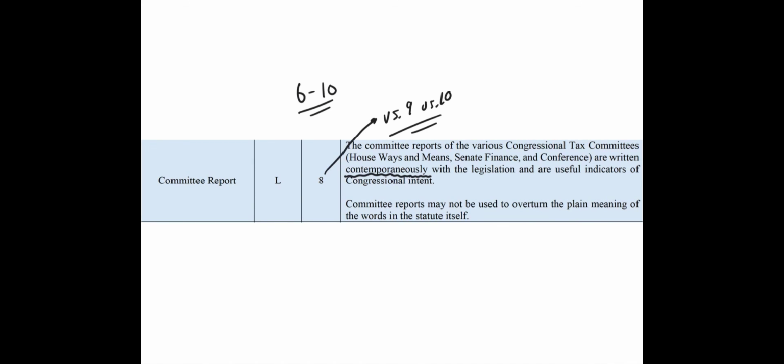If it's contemporaneously written, meaning it's written when the actual process is going on, that gives it more weight than other things like the Joint Committee on Taxation report, the Blue Book. With legislation, these are useful indicators of congressional intent. So these are written actually as the process is going on. Maybe it's a stenographer taking notes of what's being said while people are being interviewed and while a congressman is on the floor talking. It's a stenographer's notes, actual transcripts.